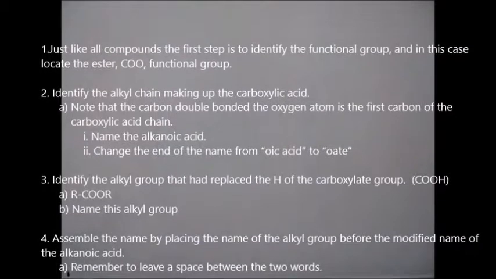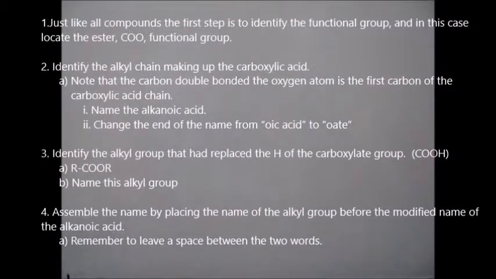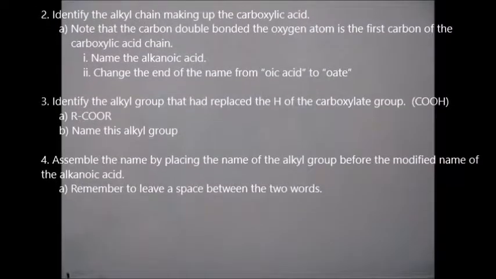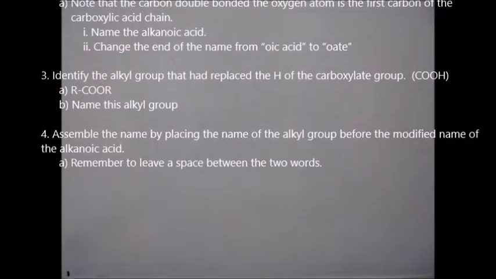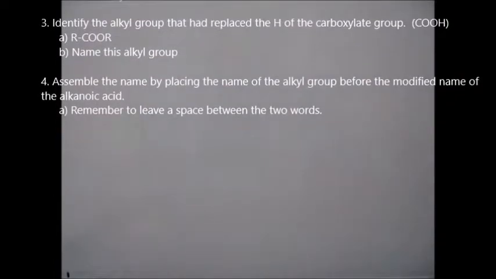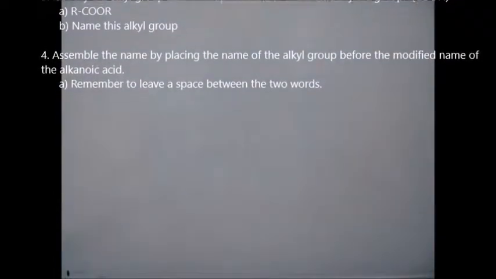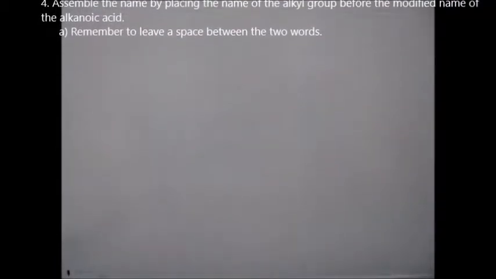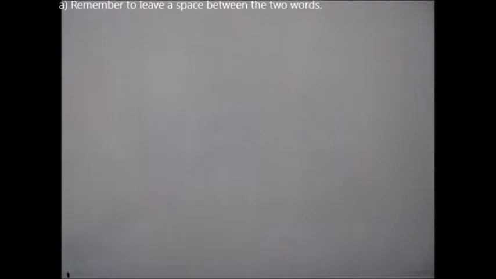Name the alkanoic acid. Change the end of the name from oic acid to oate. Three, identify the alkyl group that had replaced the H of the carboxylic group, COOH, to RCOOR. Name this alkyl group. Assemble the name by placing the name of the alkyl group before the modified name of the alkanoic acid. Remember to leave a space between the two words. This is how you name an ester.